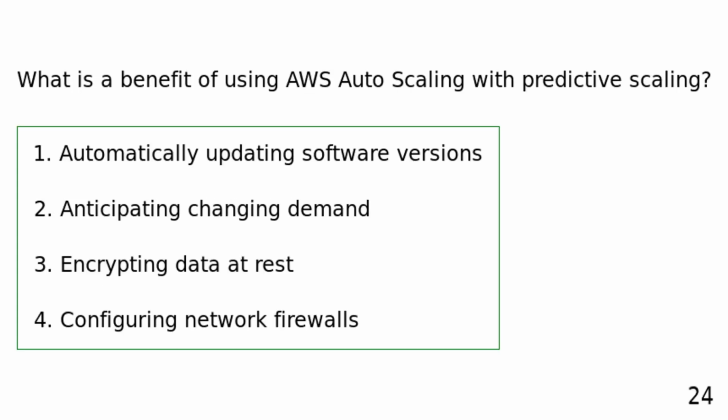What is a benefit of using AWS Auto Scaling with predictive scaling? Automatically updating software versions. Anticipating changing demand. Encrypting data at rest. Configuring network firewalls.